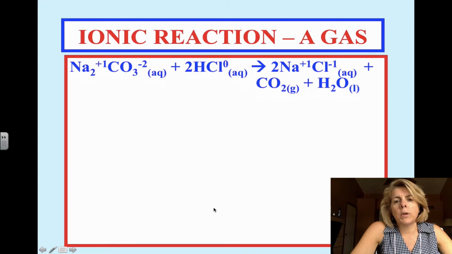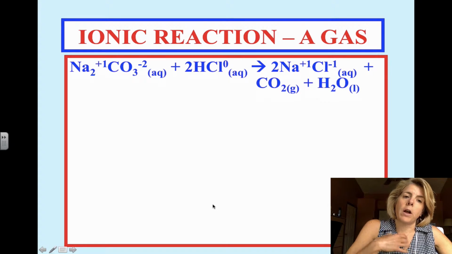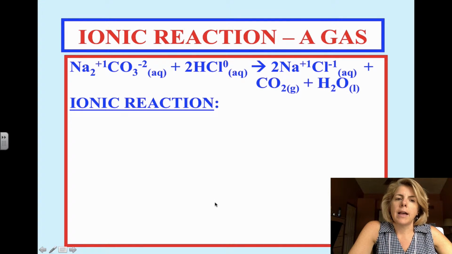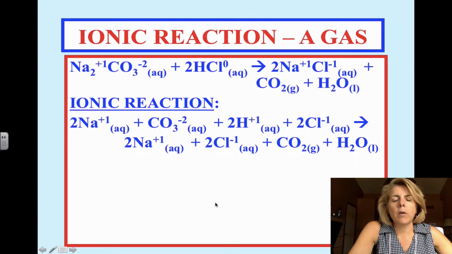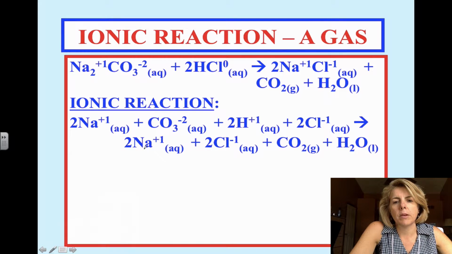Okay, here we go. We could have formation of a gas. Once again, we take the overall equation, break it down into individual ions, and look at where the spectator ions are. So once again, I'm going to look for where ions repeat themselves. Notice that I have two sodium ions, and they appear on either side.